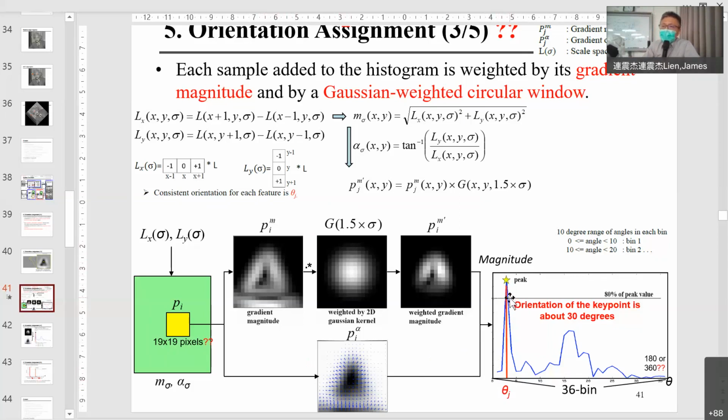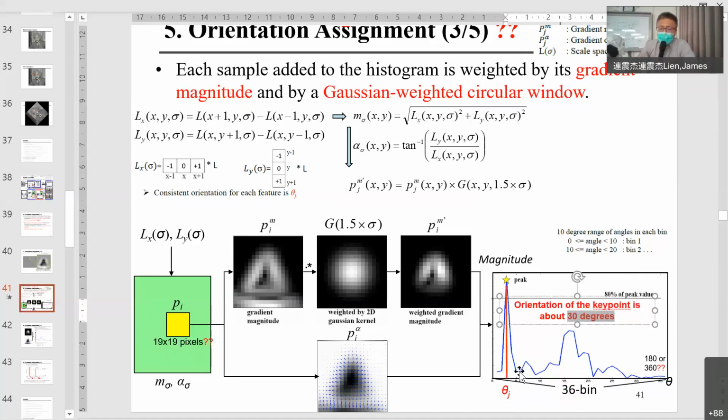Here, the peak will be the major angle. So for each patch, I can find, for example, this peak is around 3. Because each bin is 10 degrees, if this is 3, that means this is 30 degrees. Originally it is 360 degrees, but right now it's 36 bins. Each bin means 10 degrees. This index is 3, so index 3 means 30 degrees. I have a peak. That means in this 19 by 19 pixels, we have a major degree here. This peak.